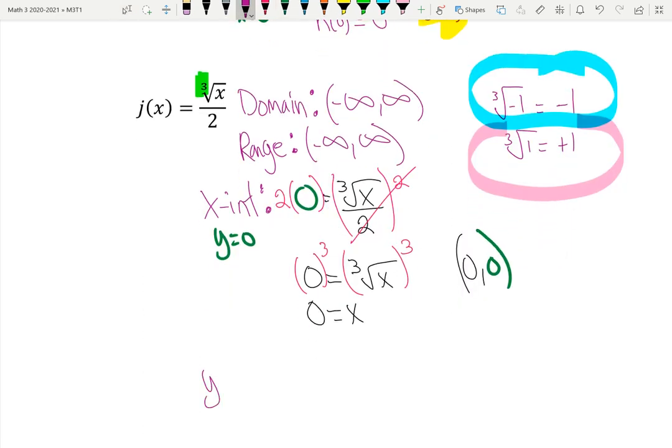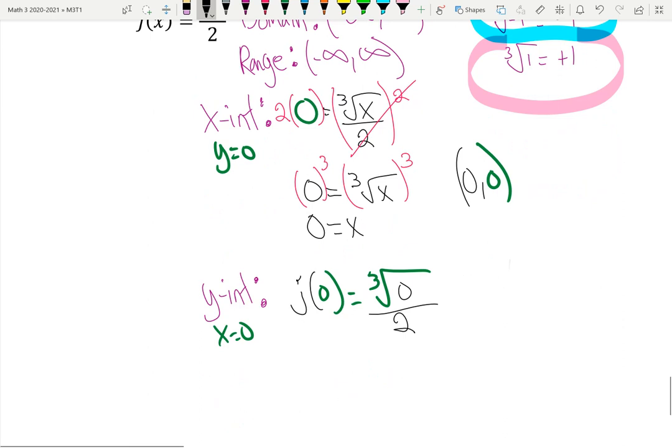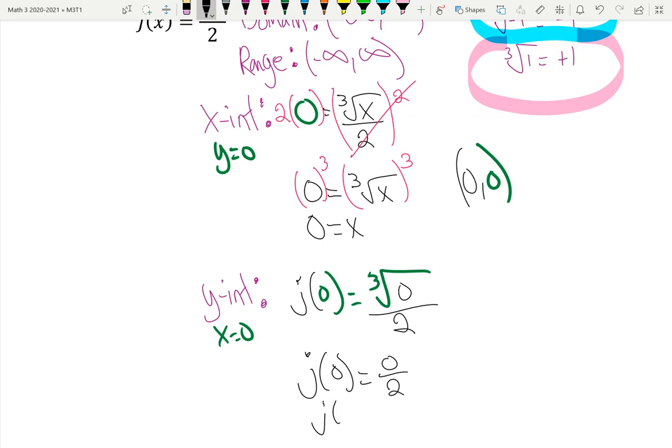To do my y-intercept, I'm going to plug in x equals 0. So I'm going to go ahead and let x be 0. The cube root of 0 all over 2. I evaluate this: the cube root of 0 is 0, over 2. y is 0, meaning it's going to just be the same point.